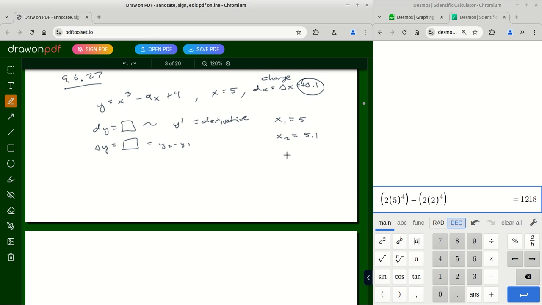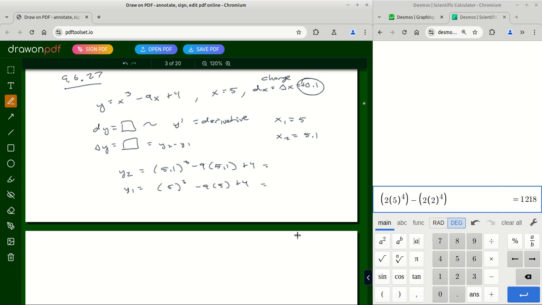Okay, so I'm going to take these and plug them in to find my y values, like y2 is whenever I plug in x2. And so I'm going to have 5.1, that's a cube, times 5.1 plus the 4. And then my y1 is I just plug in the 5.